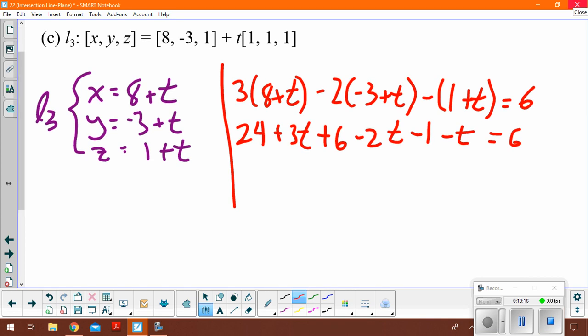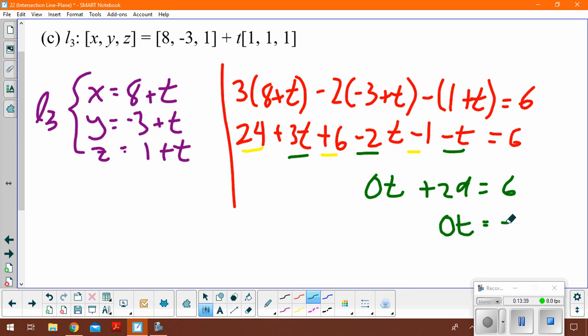Okay, so we're going to start with t. I've got 3t minus 2t is 1t, minus t. Oh, there's 0t again. And for my constants, I have 24 plus 6 is 30, minus 1 is 29. Okay, so plus 29 equals 6. If I bring that over, I would have 0t equals negative 23. 0 equals negative 23.